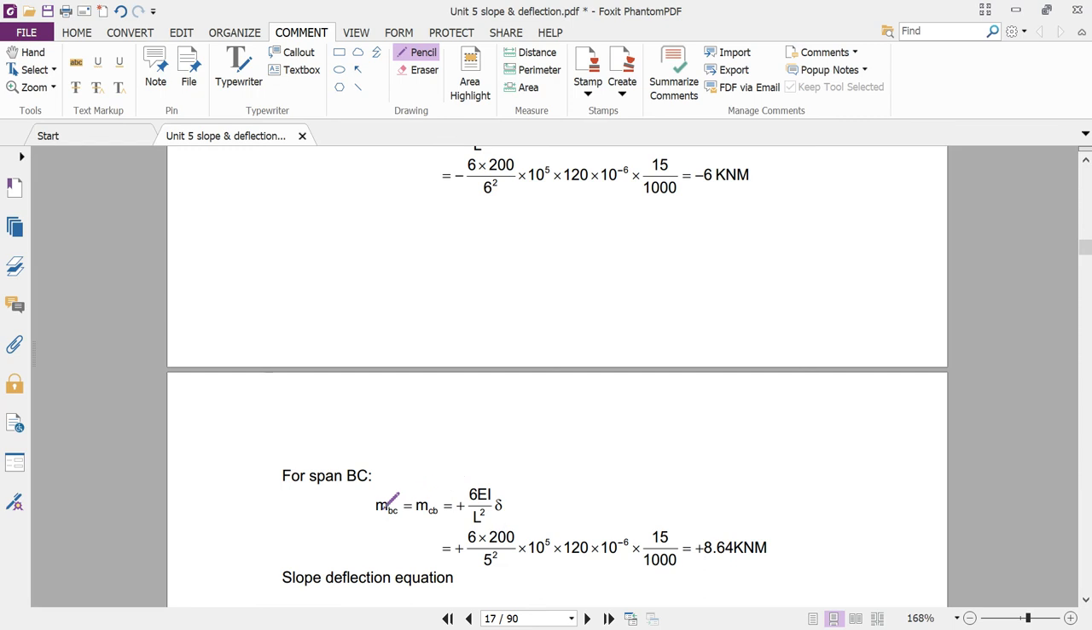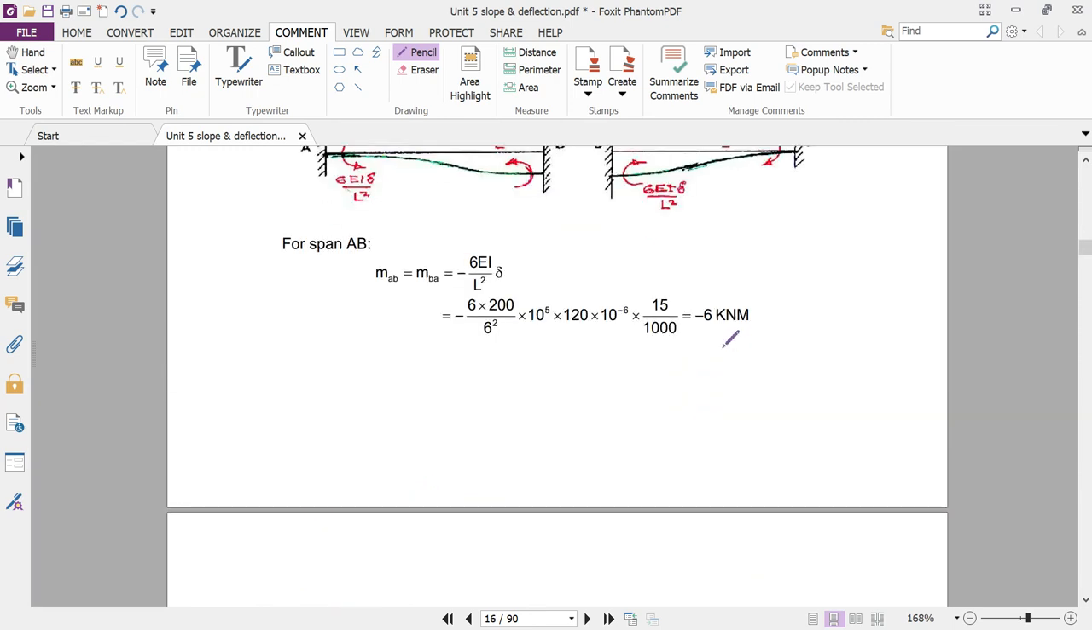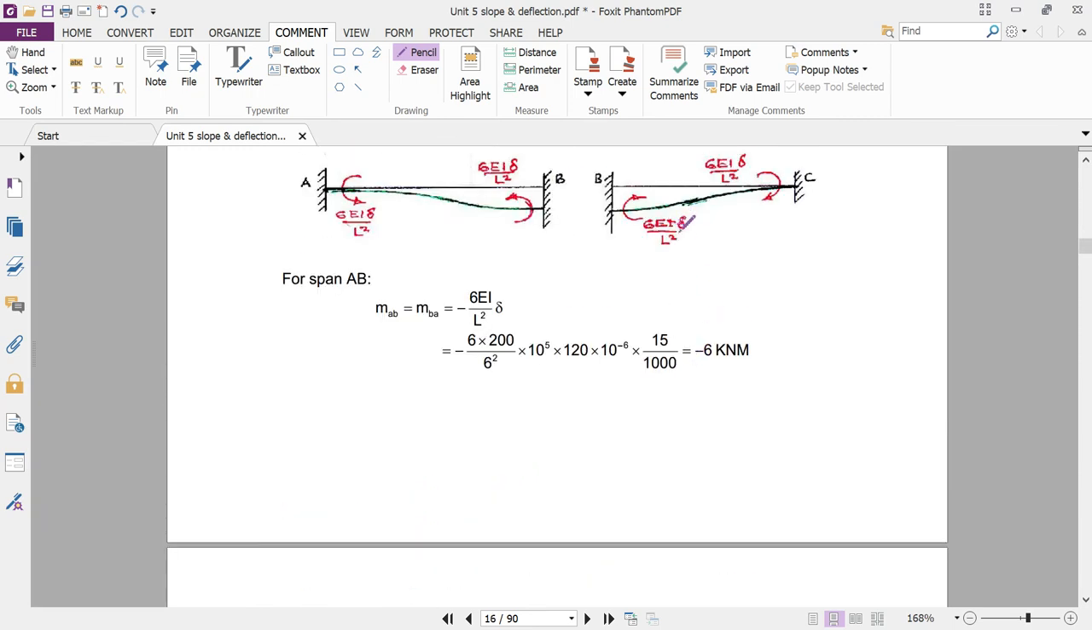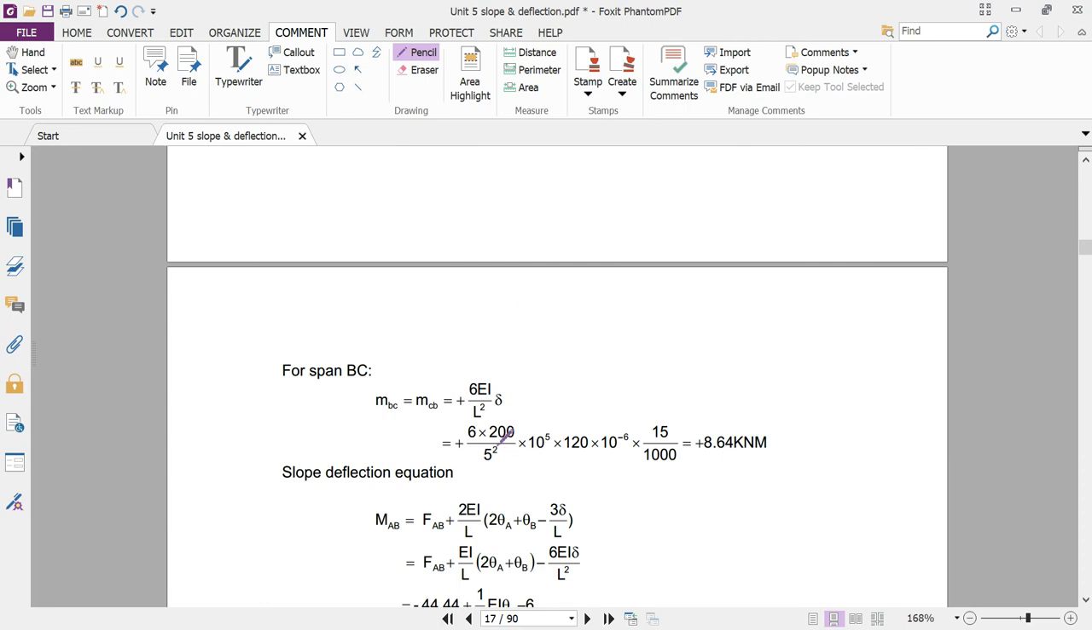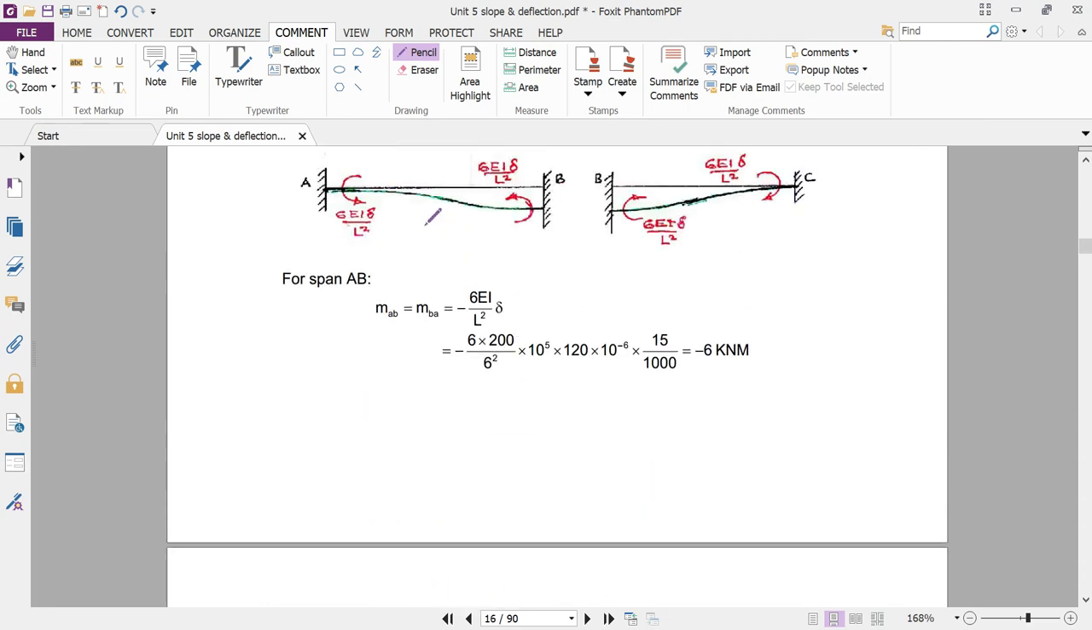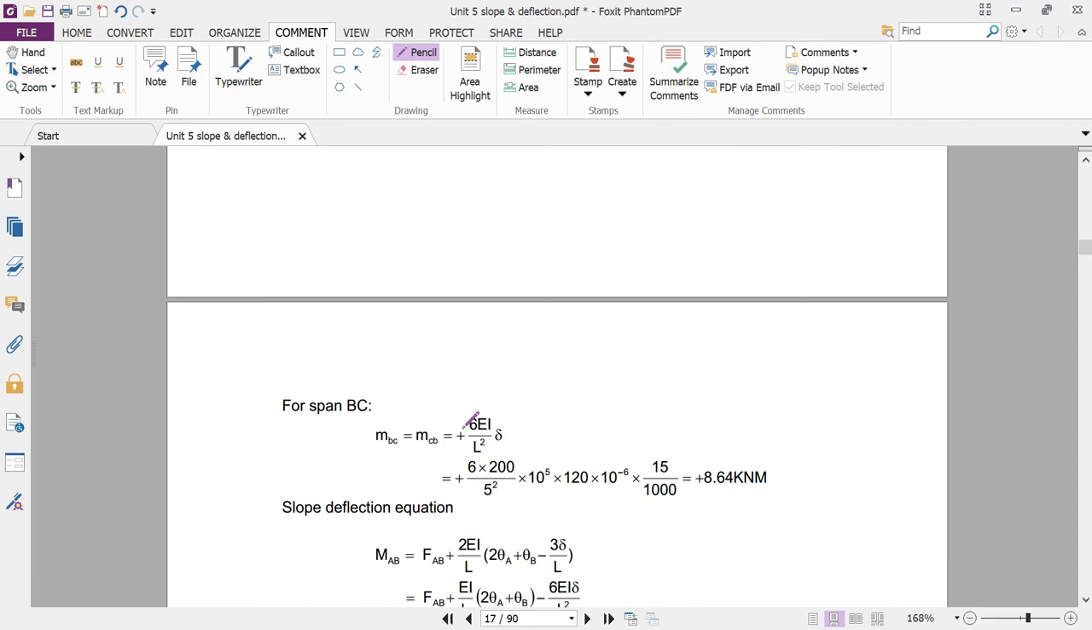Now similarly for BC and CB, here also plus 6EIδ/L², because here the moment is clockwise, here the moment is anti-clockwise. Okay, and the value is also different because here the length factor is 6 meter, but here the length factor is 5 meter. The rest of the factors are the same in the numerator, but the denominator you have to see very carefully.